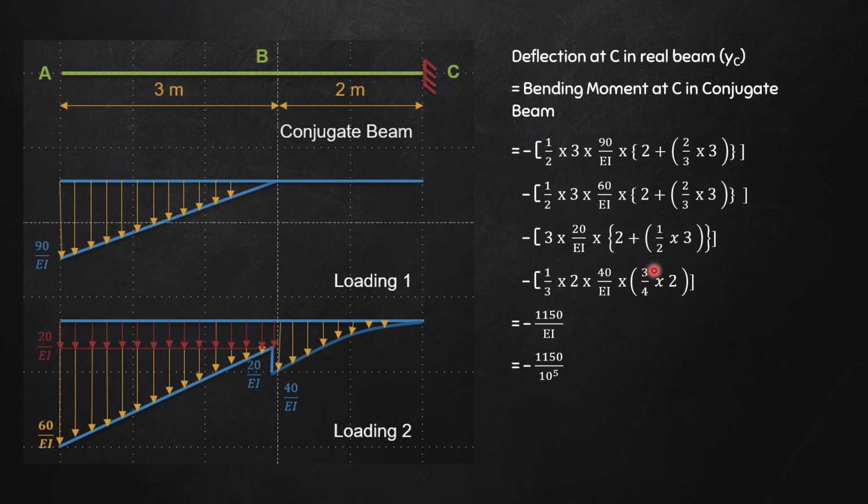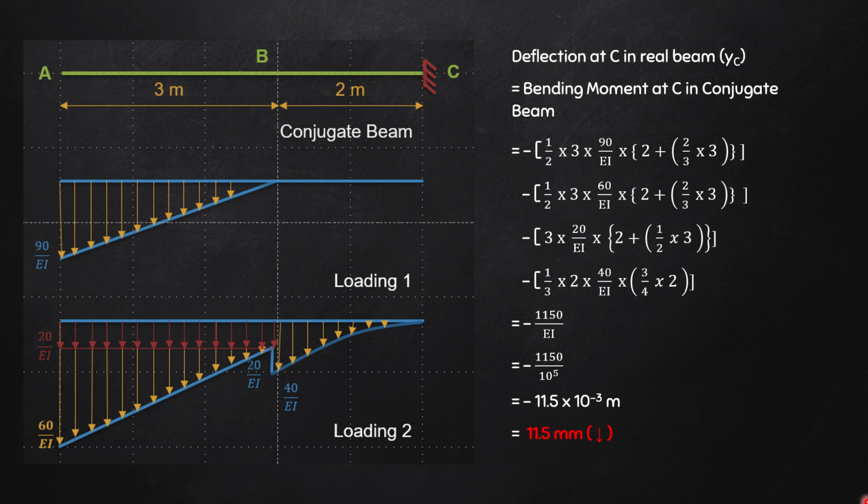Putting the value of EI as 10 raised to the power 5, I get my final answer as minus 11.5 into 10 raised to the power minus 3 meter. Now, as per the sign convention, if the deflection is coming as negative, that means the deflection is in the downward direction. So you have to write your answer like this: 11.5 mm in the downward direction.